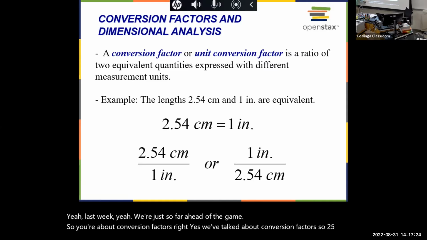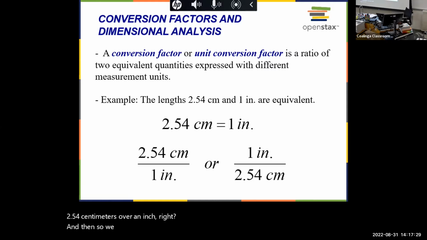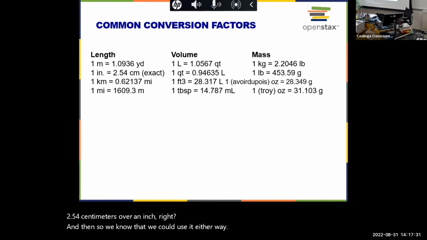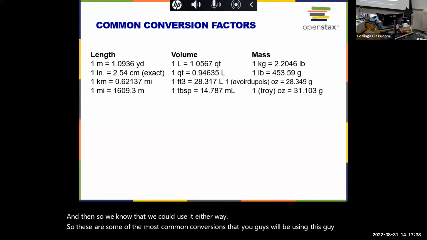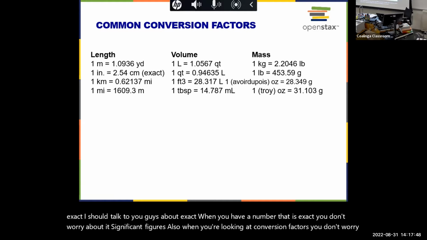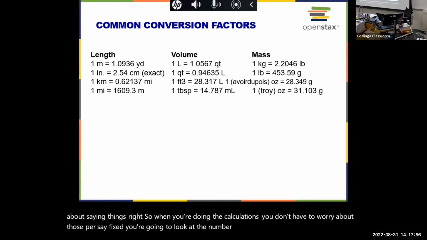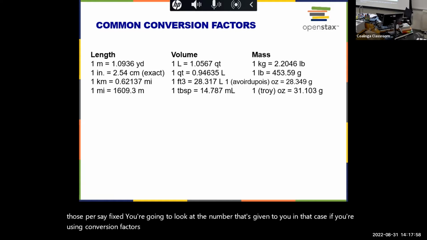And so we know that we could use it either way. So these are some of the most common conversions that you guys will be using. This one is exact. I should talk to you guys about exact. When you have a number that is exact, you don't worry about its significant figures. Also, when you're looking at conversion factors, you don't worry about sig figs, right? So when you're doing the calculations, you don't have to worry about those for sig figs. You're going to look at the number that's given to you in that case if you're using conversion factors. Does that make sense?